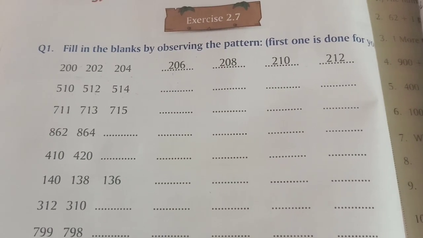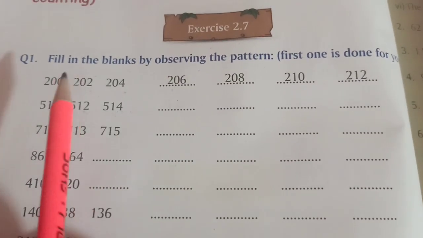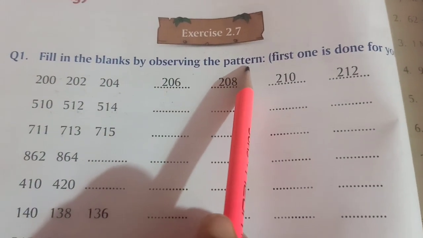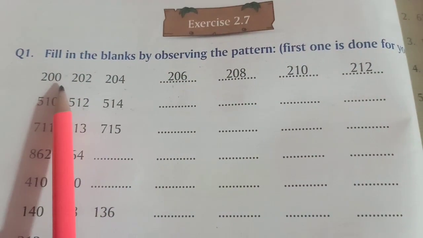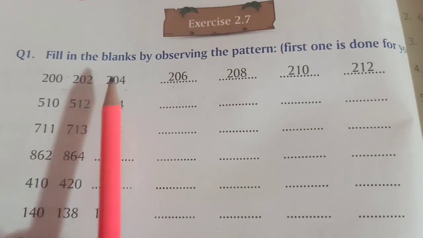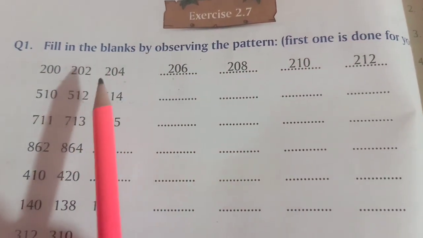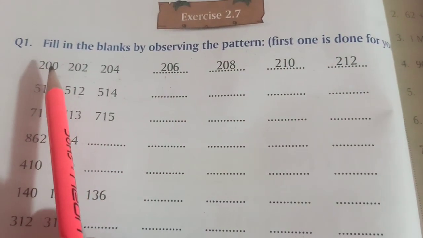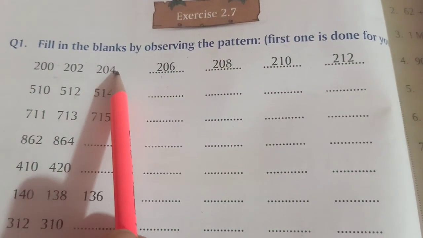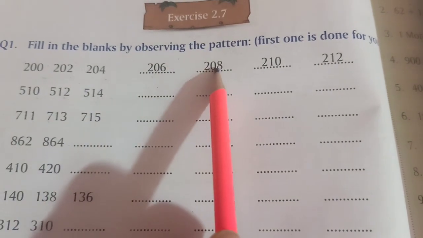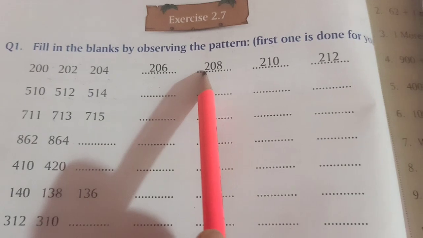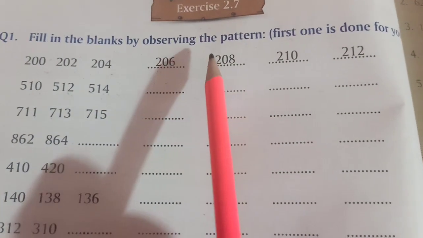Now we'll do the last exercise of this chapter, that is fill in the blanks by observing the pattern. Now dear children, read the numbers carefully and find the pattern. One is done for us here. 200, 202, 204, then 206, 208, 210 and 212. This pattern is showing the skip counting of 2.